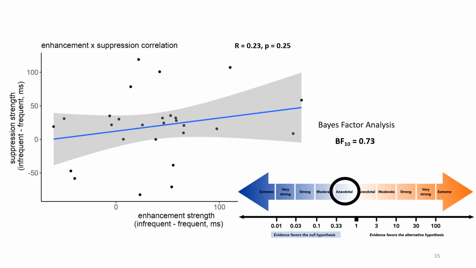Now turning to the relationship between enhancement and suppression strength, which are plotted on the x and y-axis respectively here on the left. Our analysis reveals an interesting finding. There's no significant correlation between these two measures. This suggests that the processes underlying enhancement and suppression might not be as closely linked as one might assume. Given the importance of making accurate inference from a null result, we extended our analysis to include a Bayes factor analysis, which is on the right. This analysis provides us with anecdotal evidence supporting the null hypothesis, indicating that there is no significant correlation between enhancement and suppression strength for now.